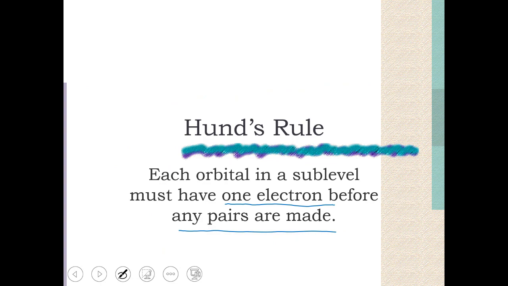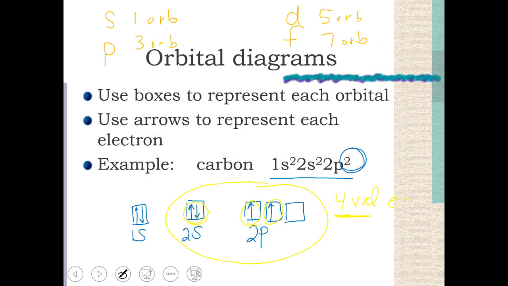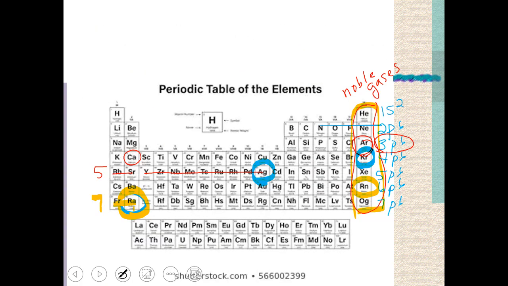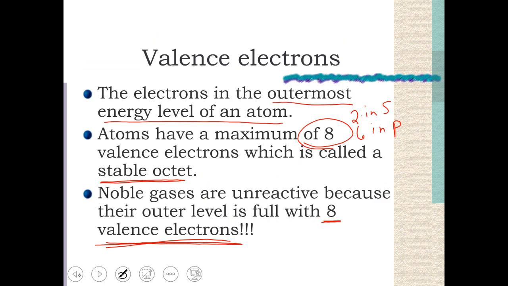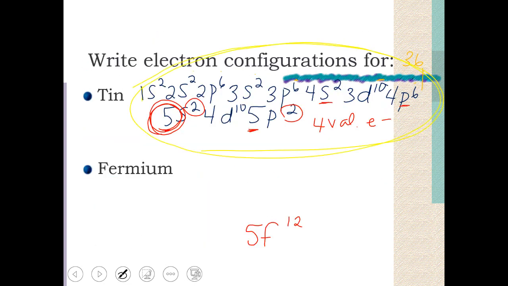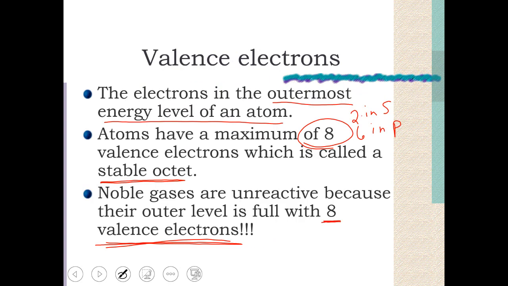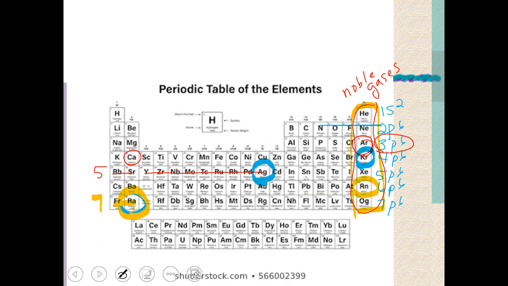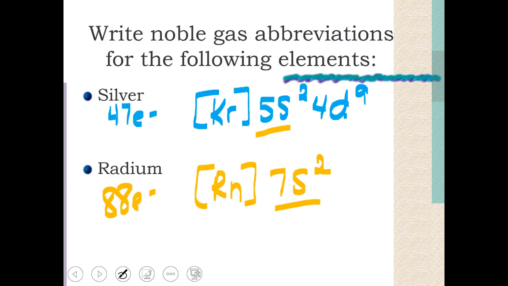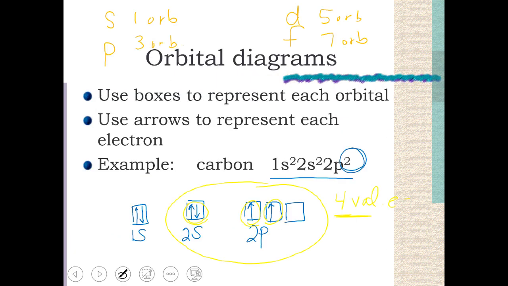So what you learned in this PowerPoint was how to basically write the configuration like this, how it corresponds to spots on the periodic table, the S's, the D's, the P's, and the F's. How to write a noble gas abbreviation. That sure shortens things up for these long ones. Look at this radium one. That's a lot shorter. And how to draw an orbital diagram.